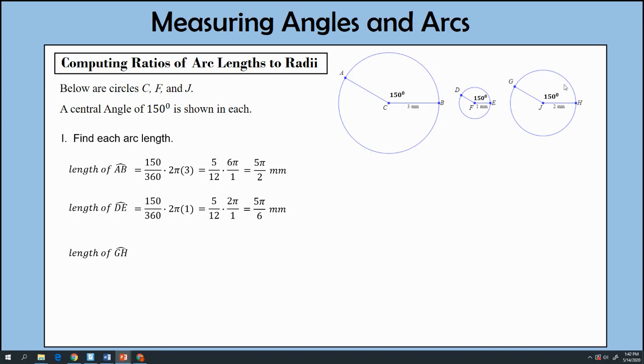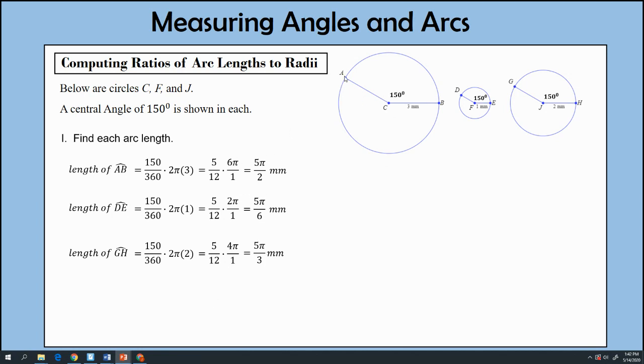So the arc length for GH is going to be 150 over 360 again, same central angle. 2 pi times 2 now because our radius is 2. So if we simplify this, 5 twelfths times, this would be 4 pi over 1, cross cancel, and I get 5 pi over 3 millimeters. And again, if I really want to know what it was, 5 times 3.14 divided by 3 would tell you this distance.